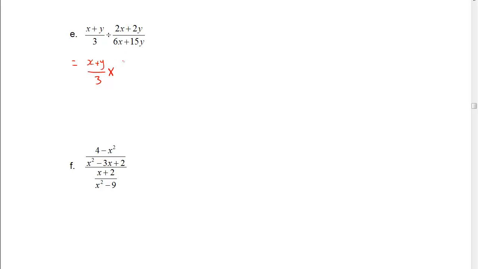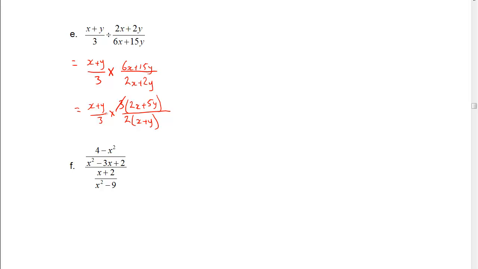So the reciprocal of this, we take 6x plus 15y in the numerator and 2x plus 2y in the denominator. So now we need to factor that, so that's x plus y over 3, can't be factored. 3 is a common factor here, so that's going to leave 2x plus 5y. And in 2x plus 2y, 2 is a common factor, and we're left with x plus y.